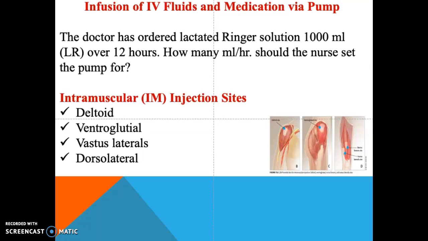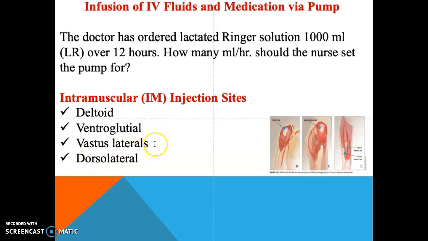Let's look at the different intramuscular sites that medications can be given. The deltoid is our upper arm. We know that's a common site that medication can be given intramuscularly. We have the ventrogluteal site.